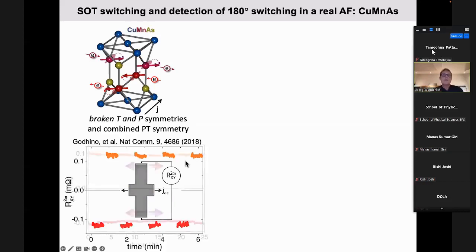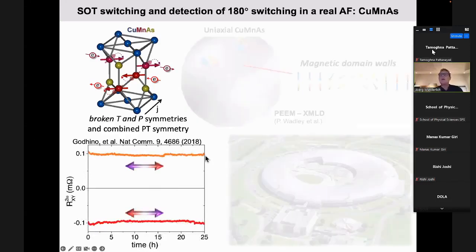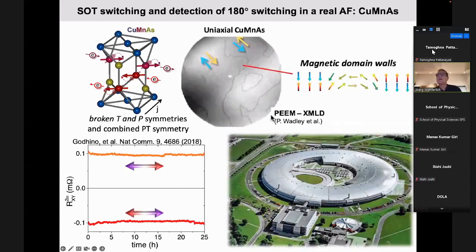And now we wait not only for 1 hour, but for a whole day. And those states are absolutely robust. Again, the origin of this are antiferromagnetic domain walls, now measured in this copper manganese arsenide with XMLD measurements. For this, you actually need huge synchrotron equipment to have enough energy to measure the XMLD signal of these antiferromagnetic domain states.